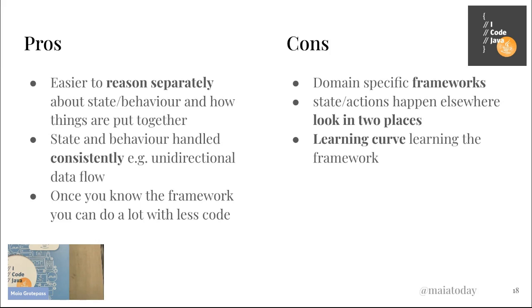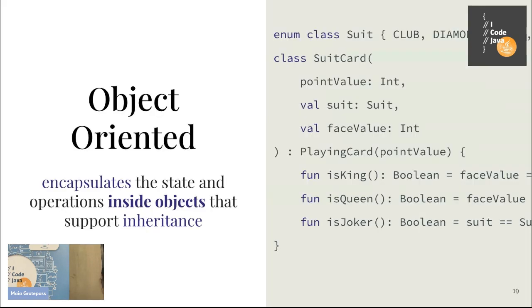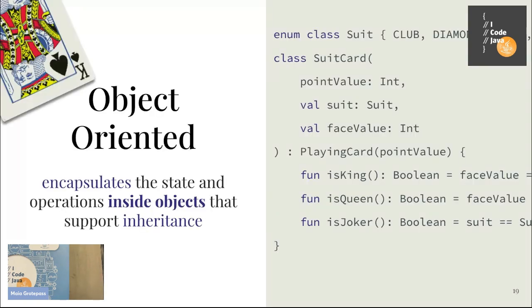So say, for instance, you start using something like RxJava, until you know all the operators that you can use, it's actually quite slow because there's another framework that you need to learn before you can start using it. So now let's come to object-oriented. Now this one I was most comfortable with because I've been coding Java for a long time. But I didn't really know why, or where, or how this happened. And so the definition of this is where you encapsulate the state and the operations inside objects that support inheritance.